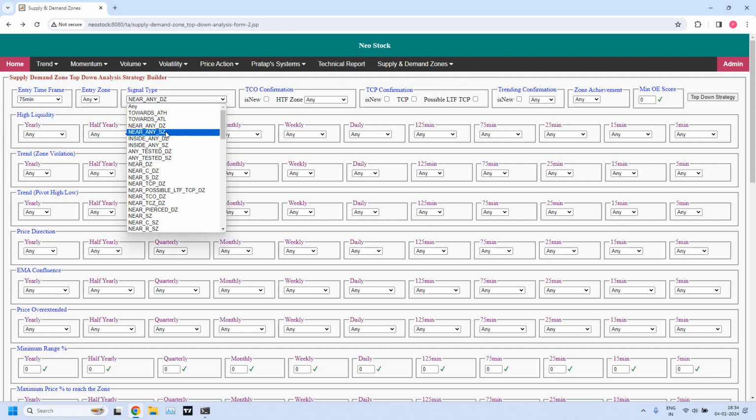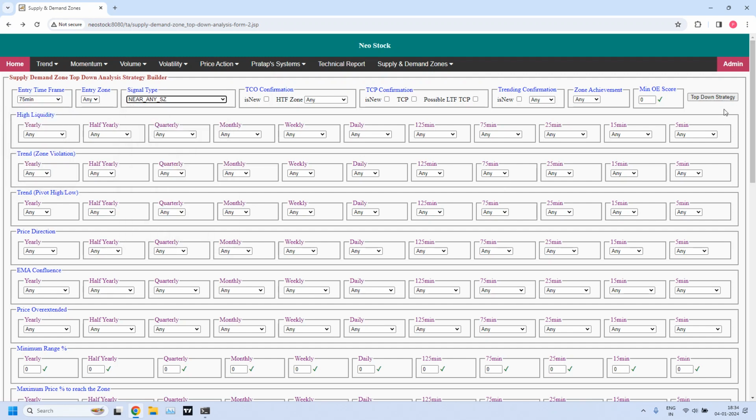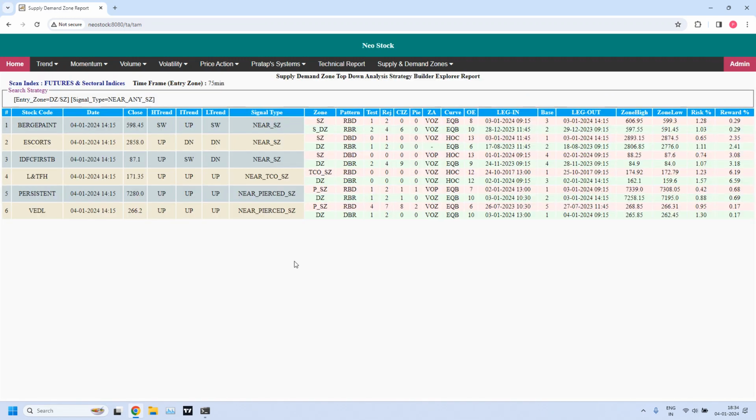Now entry time frame is 75 minutes. Let us find the stocks near 75 minutes supply zone. So 6 stocks are filtered. Let us check the high liquidity zones. No high liquidity supply zones.